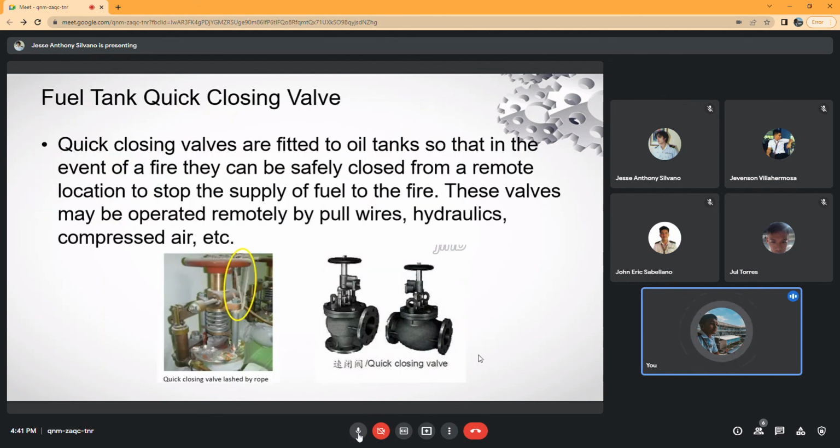So next is the fuel tank quick closing valve. Quick closing valves are fitted to oil tanks so that in the event of a fire, they can be safely closed from a remote location to stop the supply of fuel to the fire. These valves may be operated remotely by pull wires, hydraulics, compressed air, etc. So they are used if there's a fire where the oil is supplied. So this valve is automatically closed. So next slide, please.